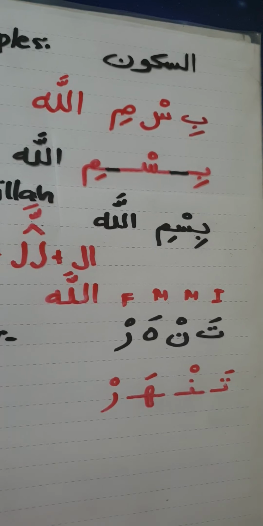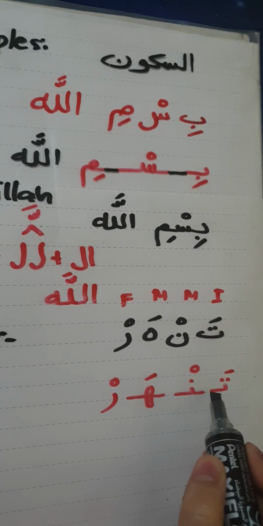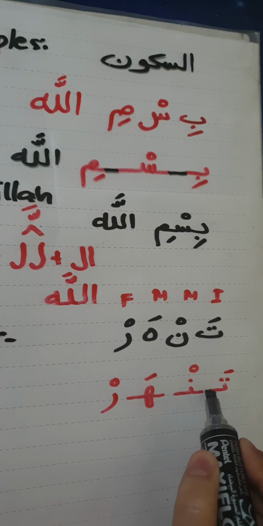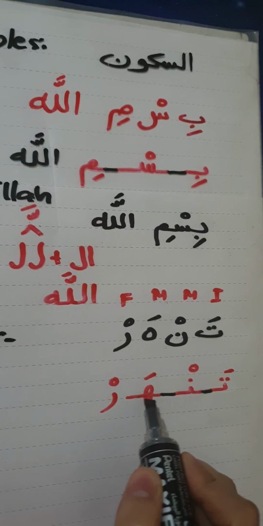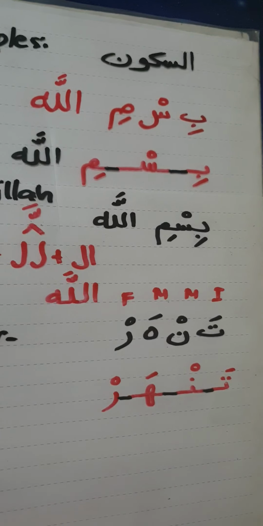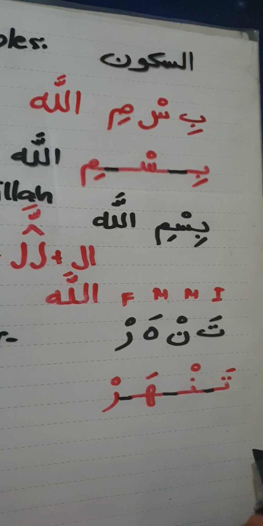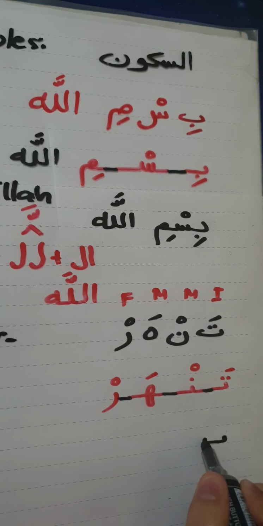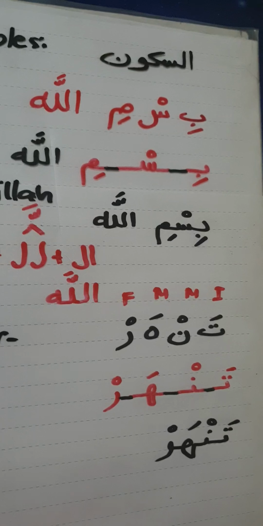So now let's connect these letters together. We'll have the ta in the initial, so we can connect to the noon in the medial, and the noon to the ha can be connected, and the ha to the ra can be connected. So it will be like that. The ha in the final form. So tanhar. Okay, it will be like that.